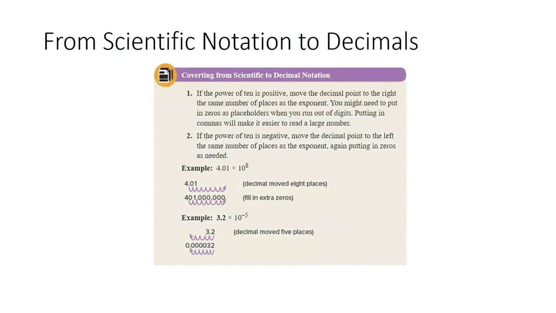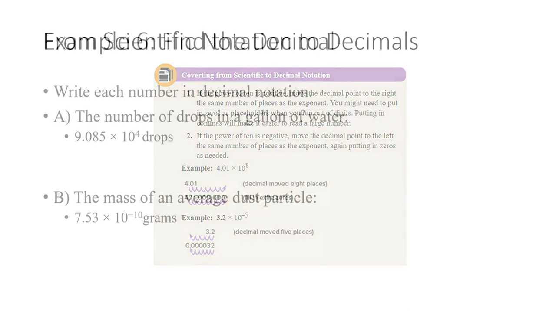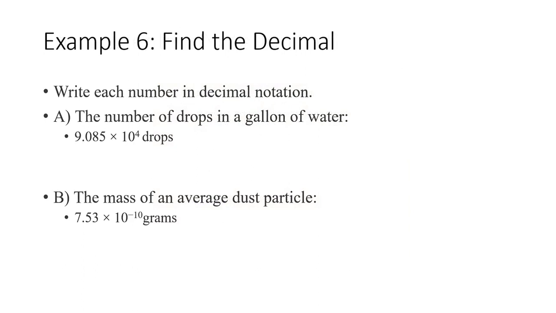Likewise, we want to be able to convert back from scientific notation to decimals or whole numbers when necessary. And so we're just going to reverse the process to convert from scientific notation to decimal notation. So if we want to write each one of these numbers in decimal notation, 9.085 times 10 to the 4th, that means we're going to take 9.085 and move the decimal place now to the right 4 places. 1, 2, 3, 4. Any gaps that are here, we're just going to fill in with zeros. So this is 90,850.